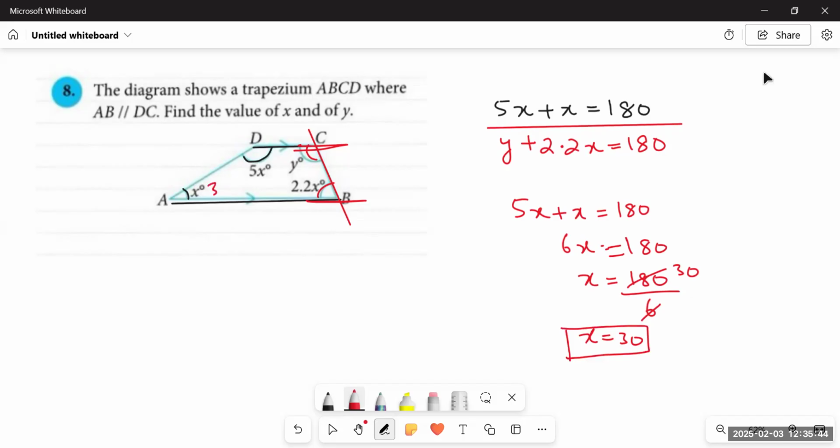It means this angle is 30 and 5x means 5 multiplied by 30, so it would be 150. It means the two angles are 30 and 150 respectively.